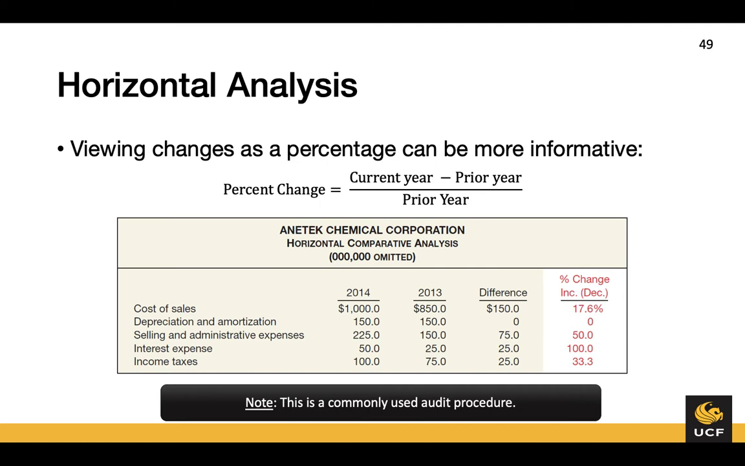In this example, looking at the dollar differences, cost of sales jumps out as something we might want to know more about. But interest expense and income taxes are significantly smaller and maybe less important. However, when we look at the percent change, we see that interest expense has doubled from the prior year. So that might warrant investigation, as either an auditor or a financial statement user.